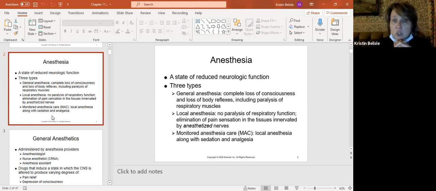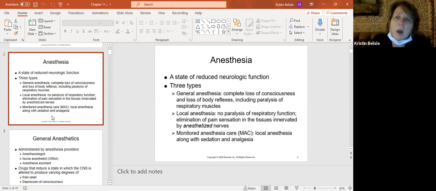Local anesthesia has no paralysis of the respiratory function. It's an elimination of the pain sensation in the tissues, and we're just addressing those nerves that are having the actual direct pain, or that area that we want to work on. So we're not giving a general that's going to make everything go to sleep. We're just doing local, and because of that, we don't really have to worry about the respiratory status. We're not going to paralyze the respiratory function.